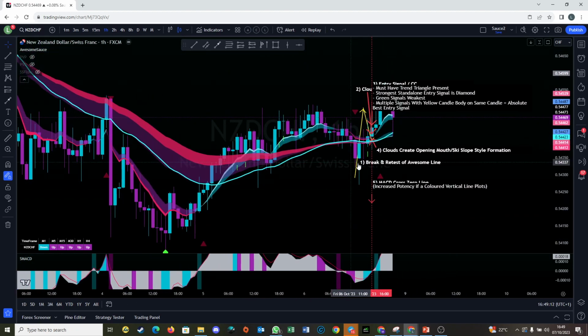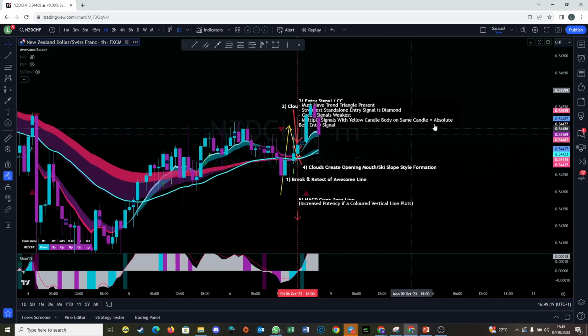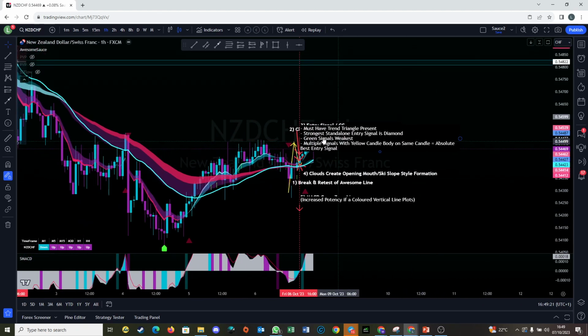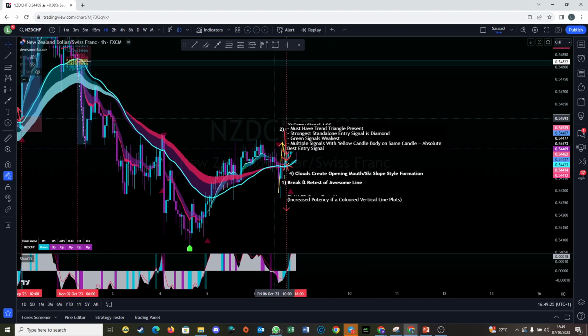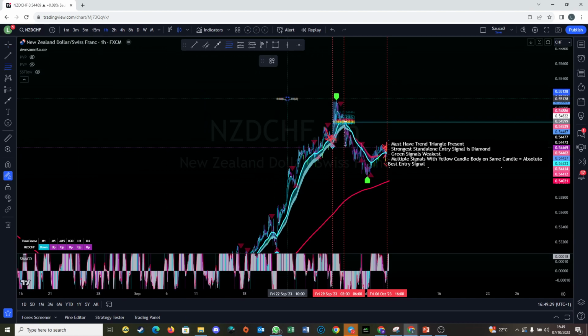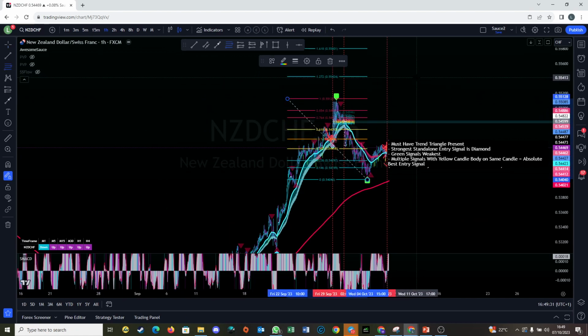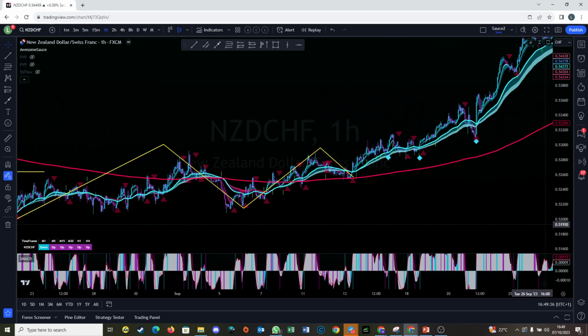So realistically, same as the process we've just done on the smaller scale, wait for the clouds to cross, wait for them to get thin. We're now getting ready. So we'll see how this goes after the weekend, but I think this has got a good chance of carrying on up, potentially up to somewhere up here if it breaks that high.